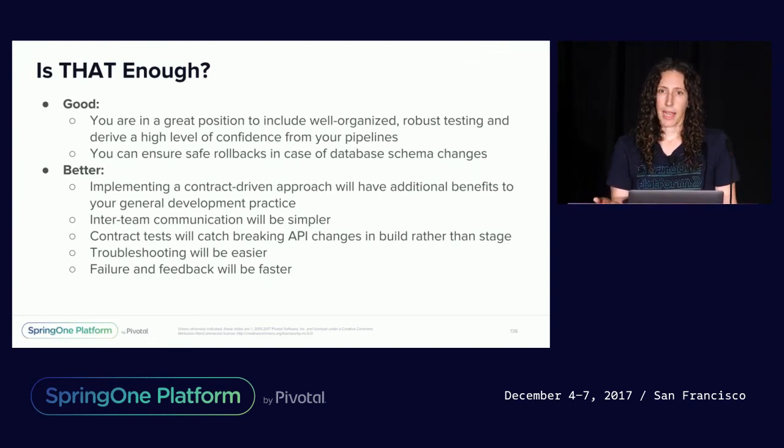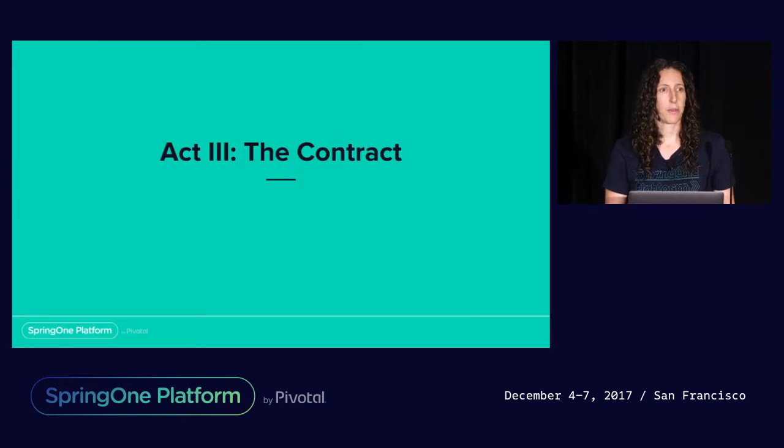Our contract tests will catch API breaking changes much earlier. Normally, they would have been caught in end-to-end testing. Now we can catch them in build. Troubleshooting will be easier, and we'll get faster failure, faster feedback. So let's go on to Act 3, which is the contract.